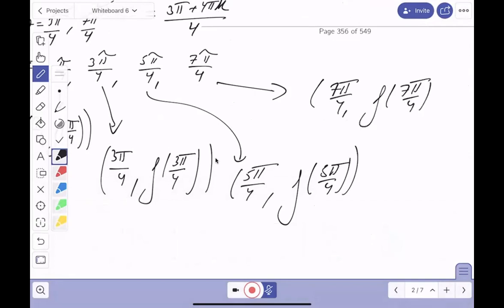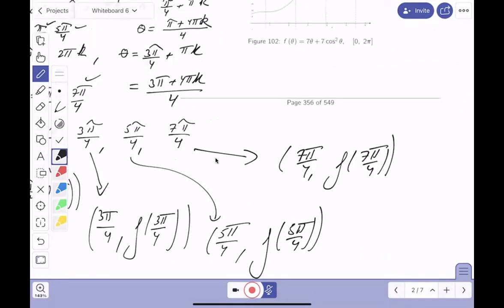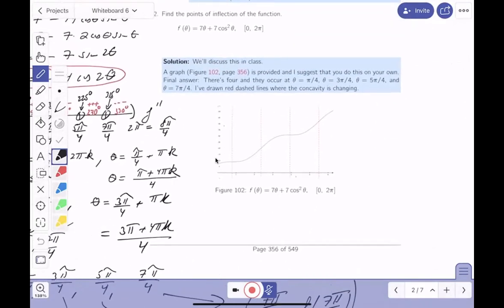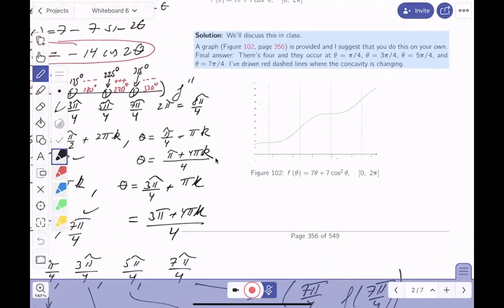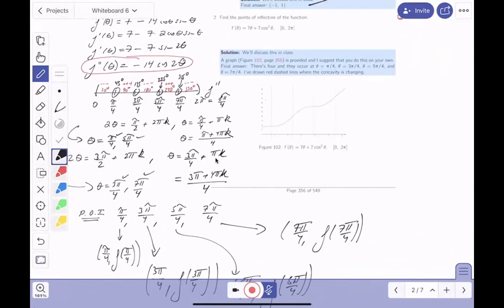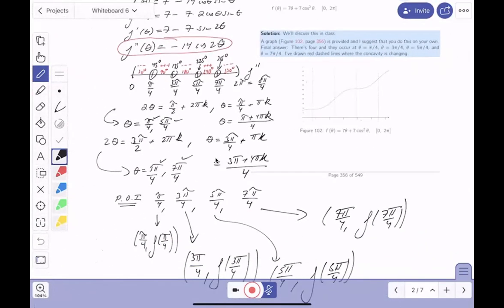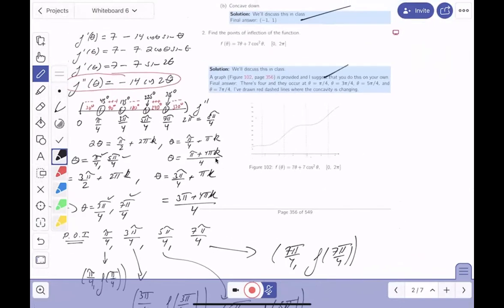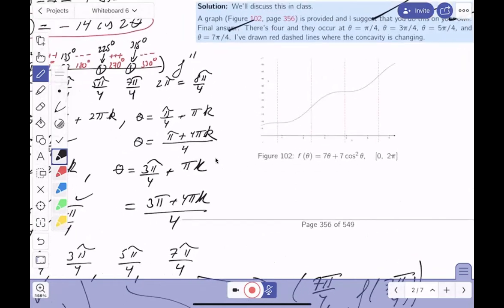All right, let's look at the key and see if I've answered their question. And their question is, find the points of inflection. I found those. And I want to point out it's written down this way. I used that. I'm sorry. So I got pi over 4, 3 pi over 4, 5 pi over 4, and 7 pi over 4. By the way, I also drew a picture for you.